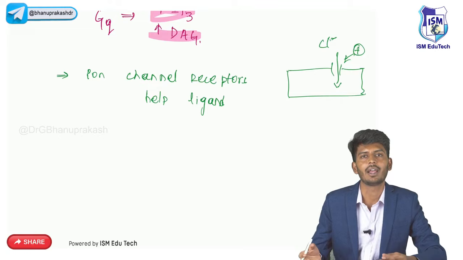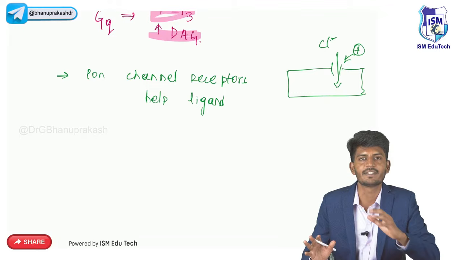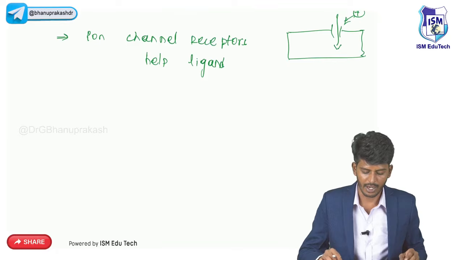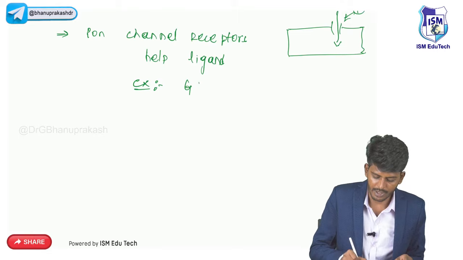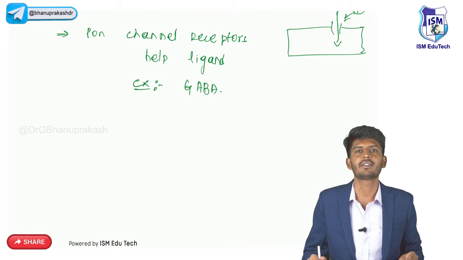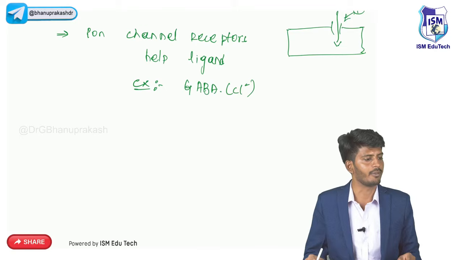So, this ion channel receptor facilitates the movement of ions in or out of the cell. We call it the ion channel receptor. All of you remember one classic example, that is your GABA receptor. What type of receptor is it? It is the receptor which will allow chloride ion movement. This is your ion channel.